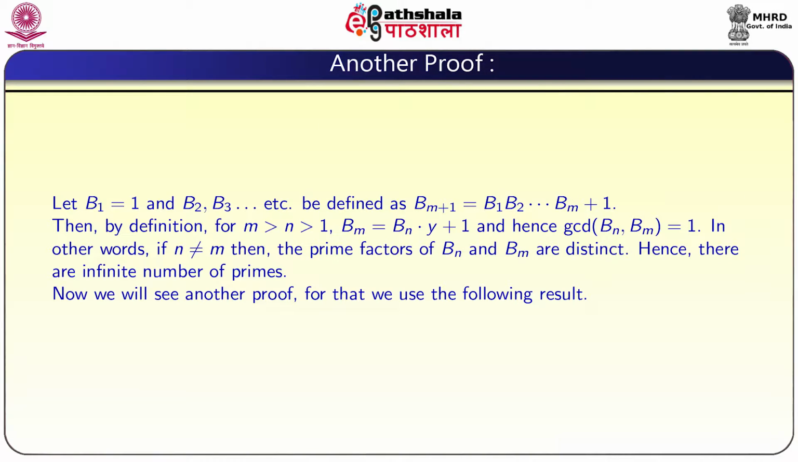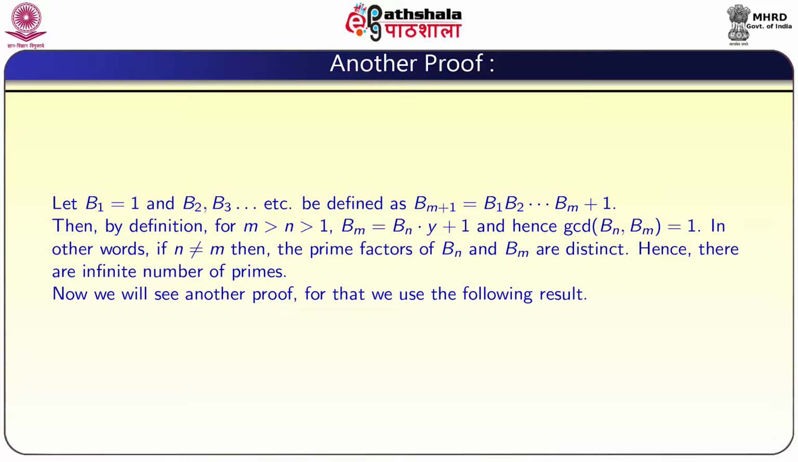Now, if you take the GCD of these two numbers Bm and Bn, if you assume D is the GCD of Bm, Bn, then D has to divide Bm as well as Bn. So, D has to divide their integer linear combination, that is D has to divide Bm minus Bn into y, that is equal to 1. So, D has to divide 1. So, the GCD of these numbers is 1, that is both Bn, Bm have different prime factors. That means the prime factors of Bn and the prime factors of Bm are different. There is no common prime factor for Bn as well as for Bm.